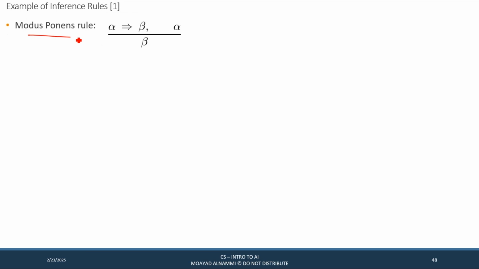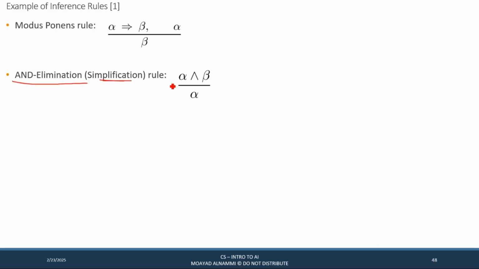First one is modus ponens. If you have two sentences and they look as follows, alpha implies beta and alpha, then you can conclude that beta has to be true. And this makes sense, right? If alpha is true and alpha implies beta is also true, then it must be the case that beta is true.